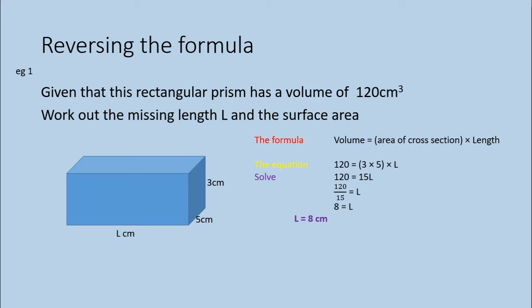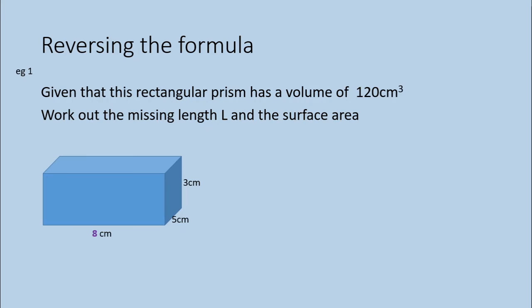So now that I know what the length is, I can replace the L on the diagram with an 8, and I can go on to solve the rest of this question. Remember, we're working out the missing length L and the surface area of this rectangular prism. So now that I have all of the lengths necessary to work out the surface area, I just need to set up the formula and substitute into it, and then I've got my solution. So my formula: the surface area is 2 times the area of the cross-section. Now remember, I used this as the cross-section before, so I'm going to continue to use that cross-section again.